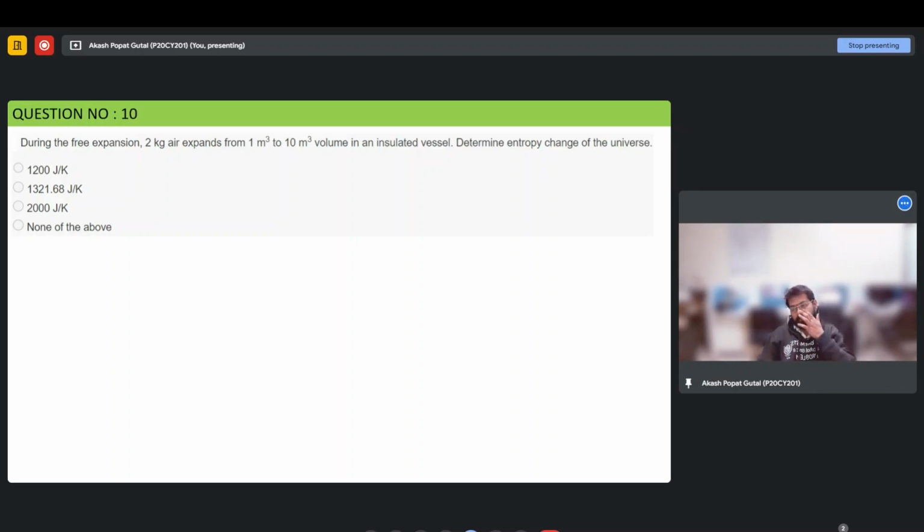So 2 kg of air is expanded from 1 meter cube to 10 meter cube volume in an isolated vessel. We need to find out the entropy change of this system. There is one input required in this particular problem: I will define the molar mass of air as 28.97 gram. Fine. Take molar mass of air as 28.97 gram. Calculate.